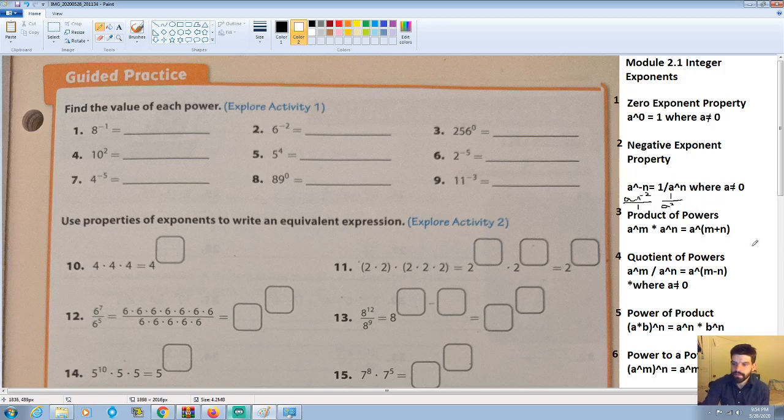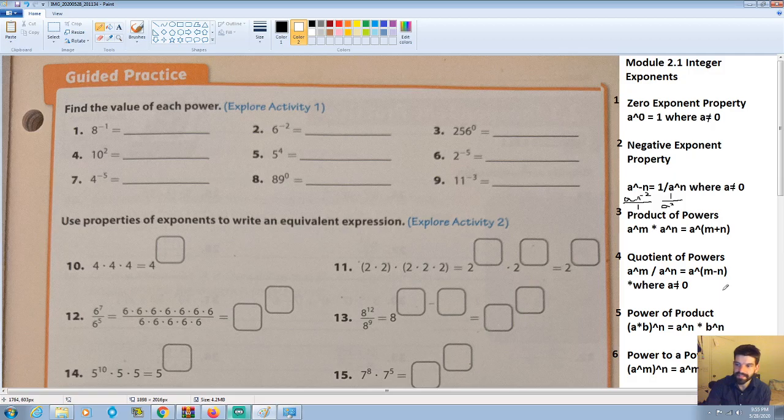Product of powers means that if we take two bases that are the same to both exponents, when we take the product, we're going to leave the base the same, but we're going to add the exponents together. So for example, if you had a squared times a cubed, that's going to be a to the second times a to the third, that's going to be a to the 2 plus 3, or a to the fifth.